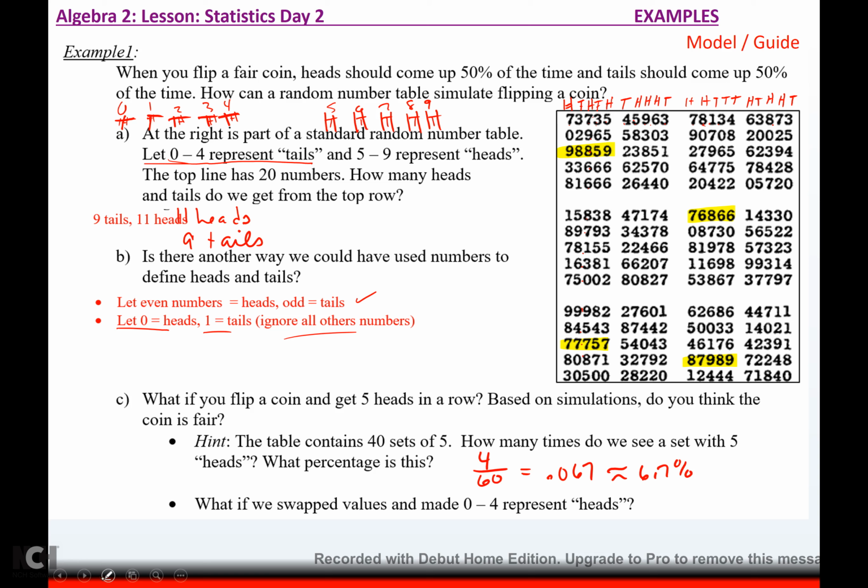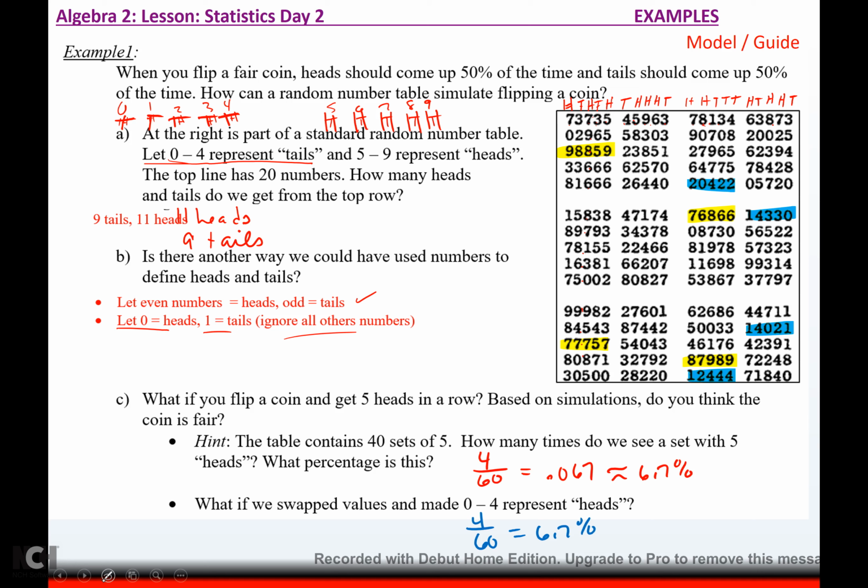And then if you do the other one, I apologize, guys. If you do the other one, that's where you get this one, and this one, and this one, and this one. And that would be your 4 out of 60 down here. So if we swap, there's still only 4 out of 60, which is about 6.7%. Alright, and since that's a fairly small percent of times that it happened, it's probably not a fair coin.